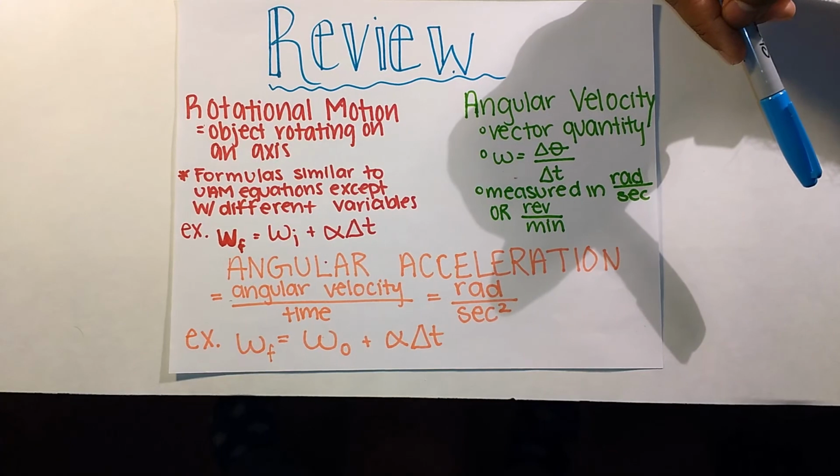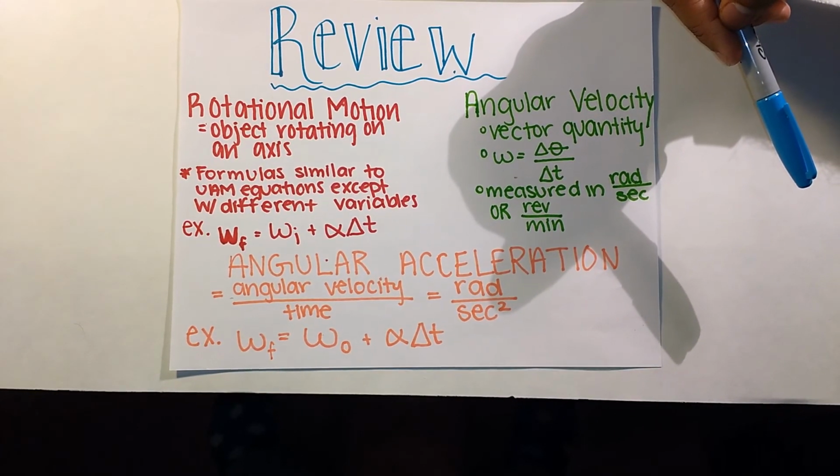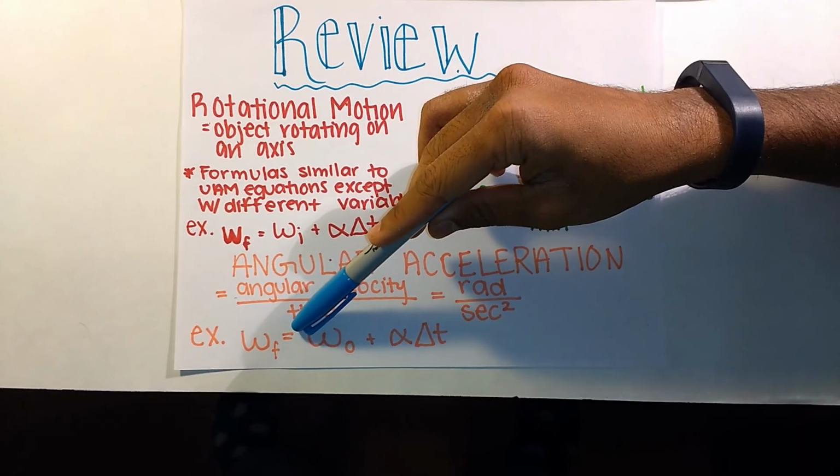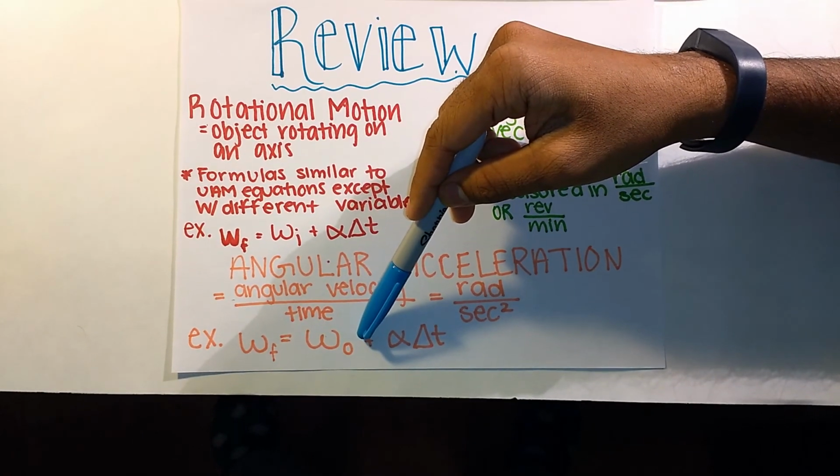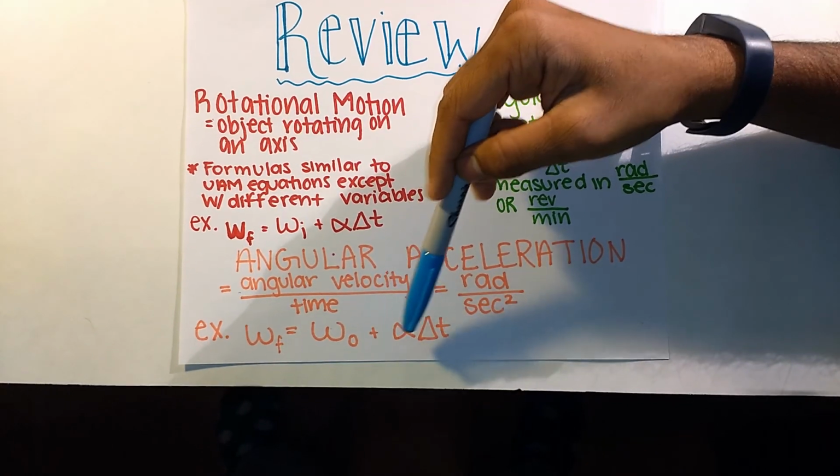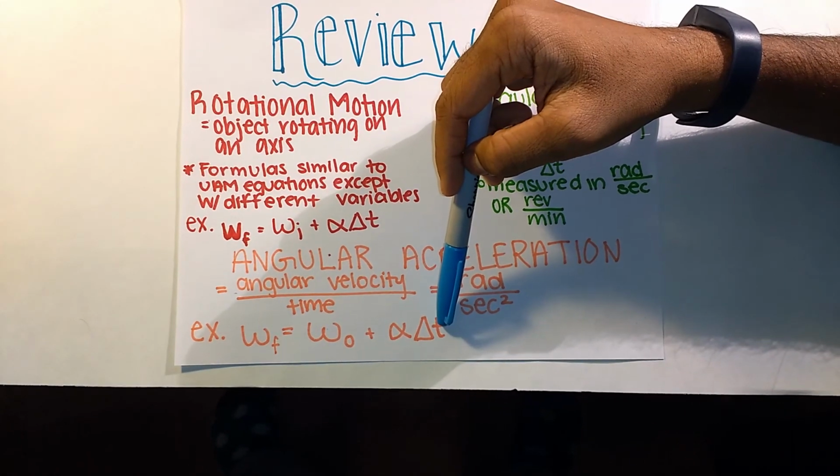An example of a formula where you have to find angular acceleration is angular velocity final equals angular velocity initial plus angular acceleration times change in time.